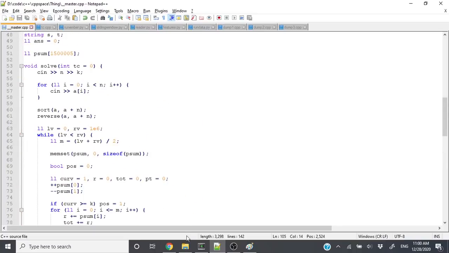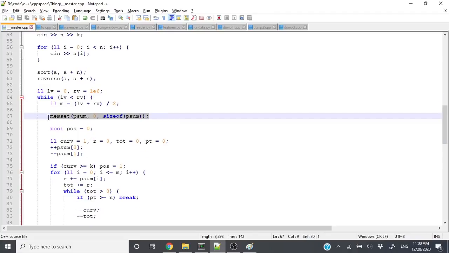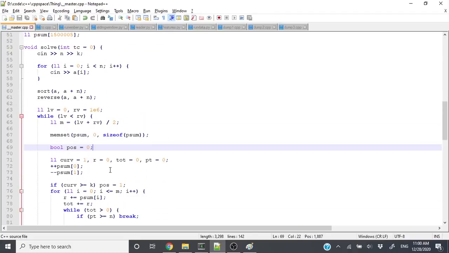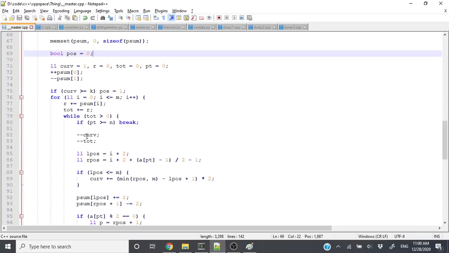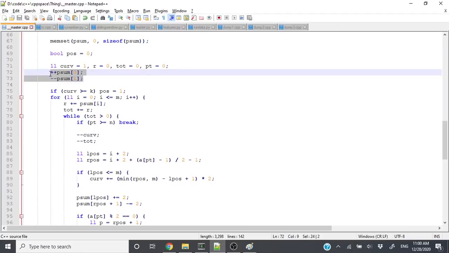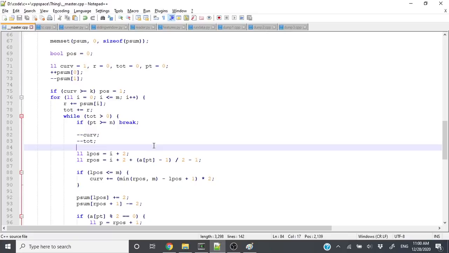Okay, let's verify everything. That should be it, though. So read in n and k, read in the array values, sort reverse, do binary search, then memset on the prefix sum array, set it all to 0. Start with a value at 0, which is the root. Then we say r plus equals p sum I, tot plus equals r. That's just handling the prefix sums.